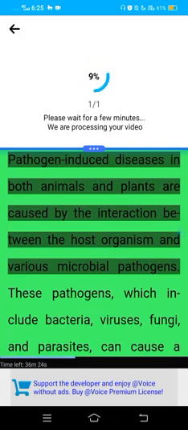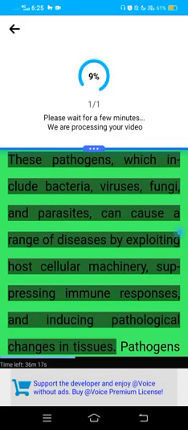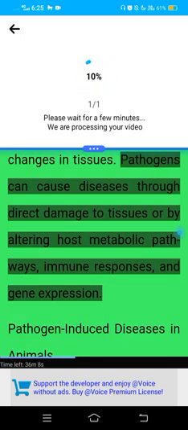Pathogen-induced diseases in both animals and plants are caused by the interaction between the host organism and various microbial pathogens. These pathogens, which include bacteria, viruses, fungi, and parasites, can cause a range of diseases by exploiting host cellular machinery, suppressing immune responses, and inducing pathological changes in tissues. Pathogens can cause diseases through direct damage to tissues or by altering host metabolic pathways, immune responses, and gene expression.